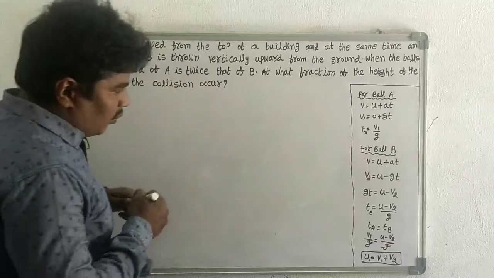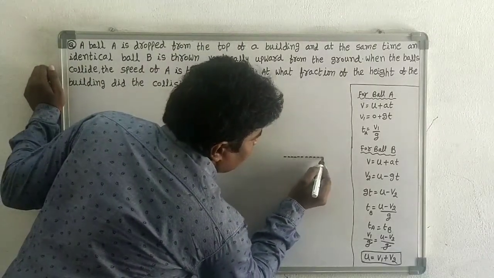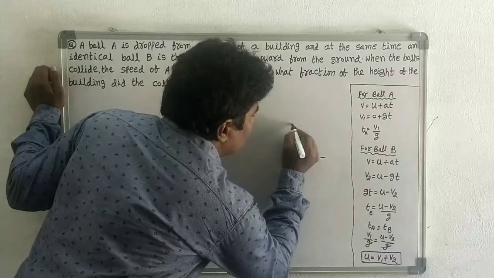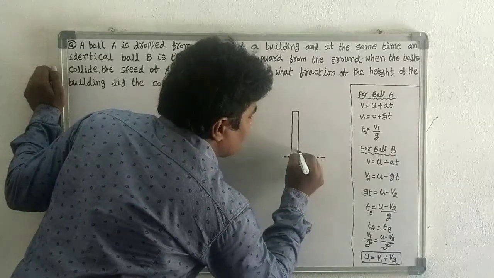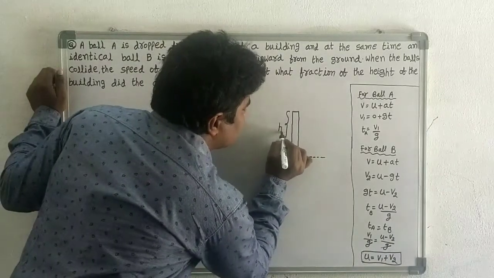That is the problem. First we take the ground. So on this ground, this is a building. Let the height of the building be h.